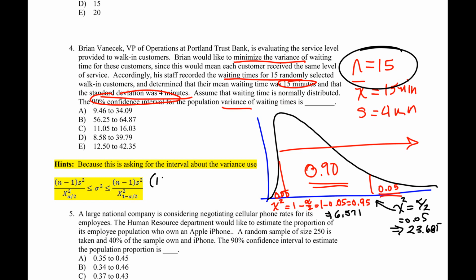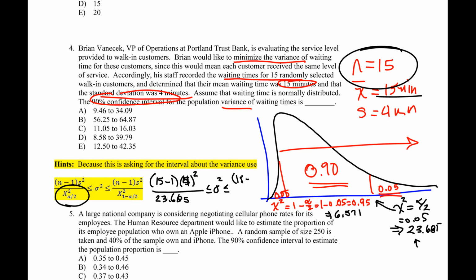So n is 15 minus 1. The standard deviation, there it is, the standard deviation is 5 squared. I don't know why I wrote 5. 4 squared, I'm looking right at it. And then divided by, this is the larger value, 23.685, and this interval is about my population variance.